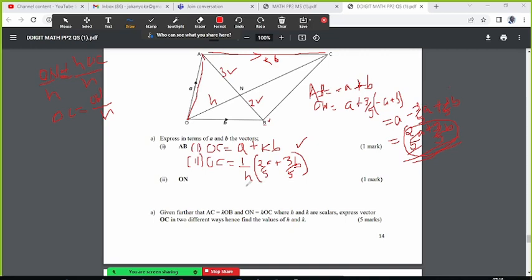If we open the brackets, we get 2 over 5h, because h goes to the denominator, plus 3 over 5h B. Remember, h is attached to the denominator, and I want us to see how it will behave.